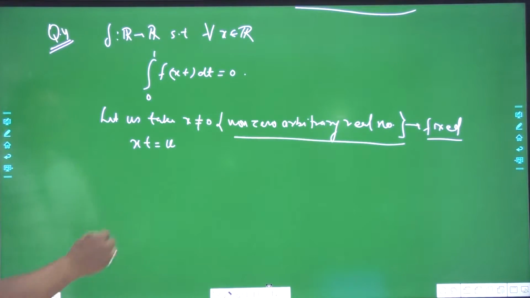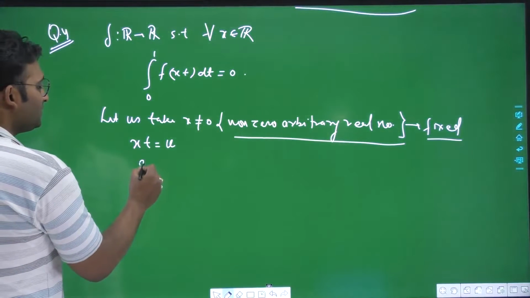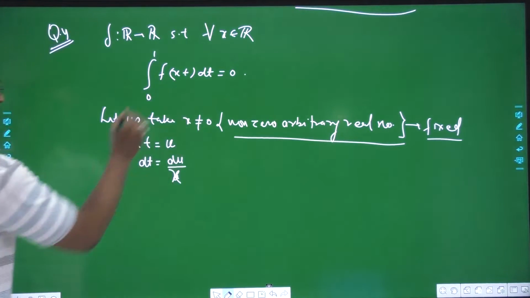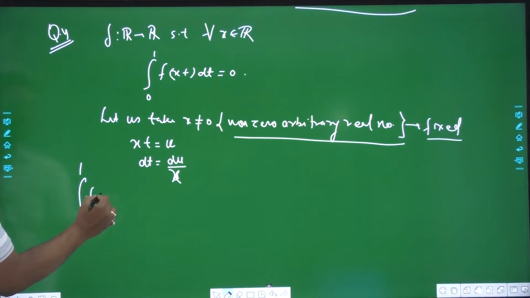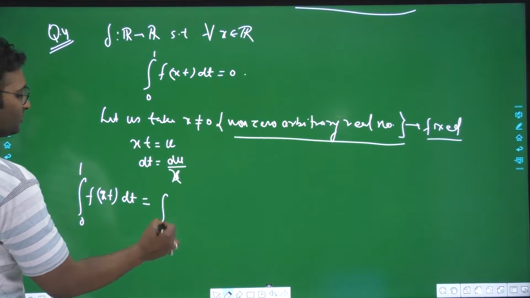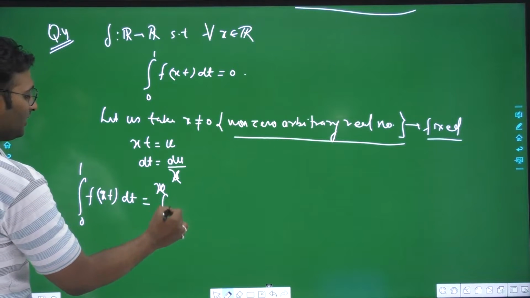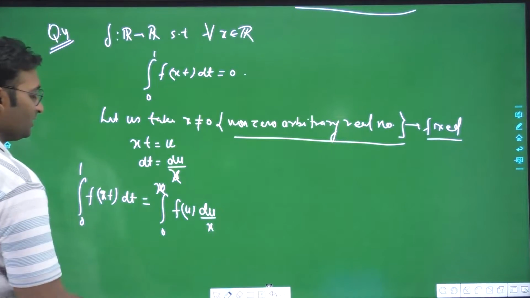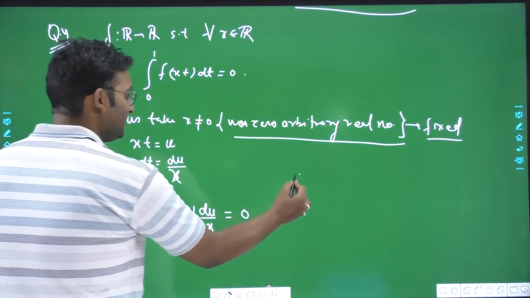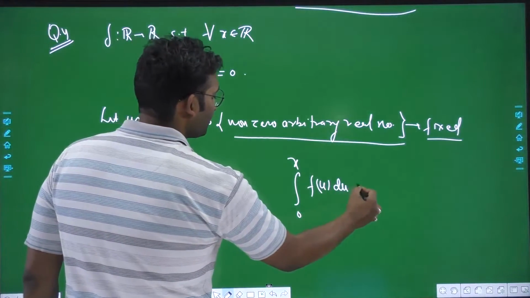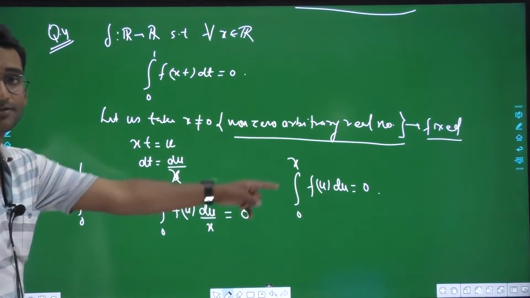Okay, so let xt be equal to u. That implies dt will be equal to what? du upon x. So the integration from 0 to 1 of f of xt dt, I can write as the integration from 0 to x of f of u du upon x. So it equals 0. That implies the integration from 0 to x of f of u du is equal to 0.